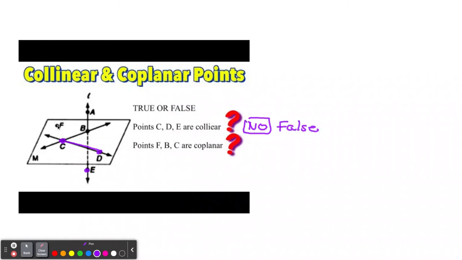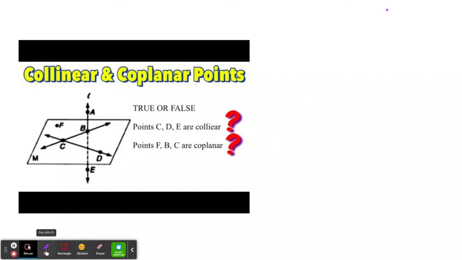And point F, here's point F. Point B over here. And point C, they're coplanar. Yes. They're on the same plane. They don't have to be connected. They're on the same plane. Now, point F is not collinear with anything. It's not on any line. It's just a point.